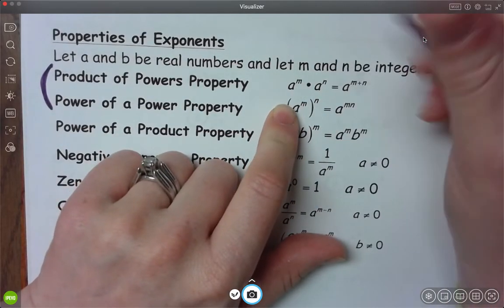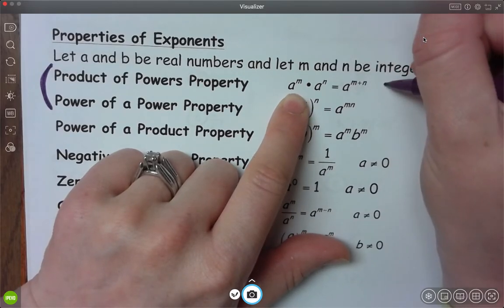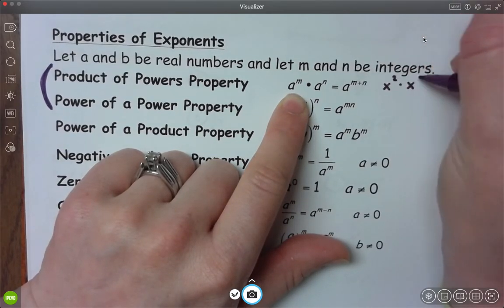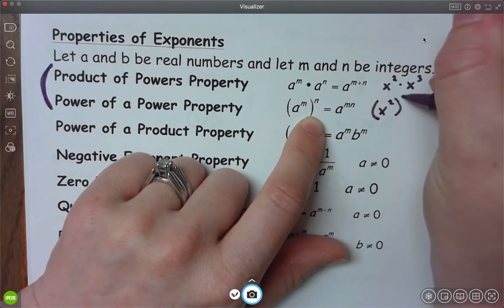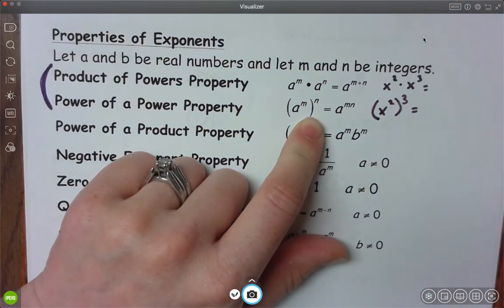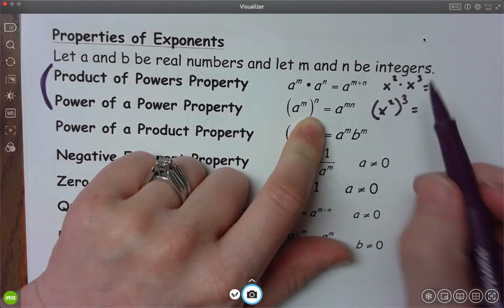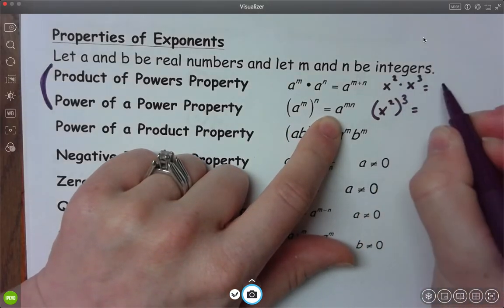So this first one is saying, if you have x squared times x cubed, and let's say the second one says x squared in parentheses cubed, remember, which one do you add, which one do you multiply? In the top one, you are adding those exponents. That would be x to the 5th power.